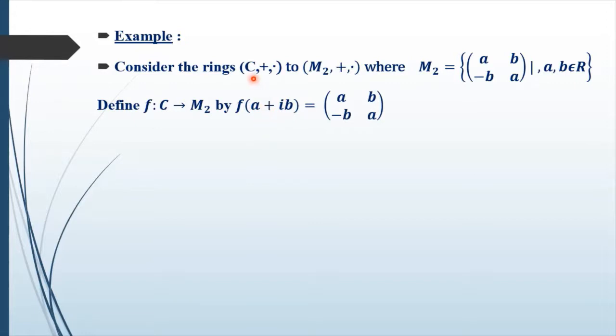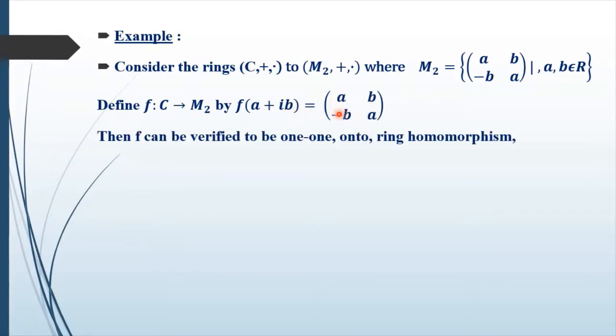You may note that the complex number a plus ib has its real part and imaginary part as real numbers. So this is a well-defined function. It can be verified that f is a one-to-one function and also an onto function, since we have collected only elements of this form in M2, so it will be an onto function. We can also verify that f is a ring homomorphism.